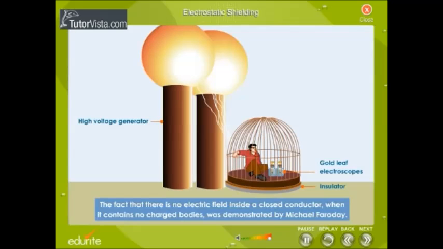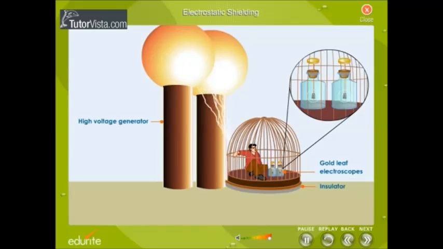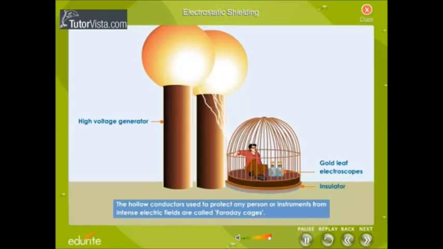Faraday's cage. The fact that there is no electric field inside a closed conductor when it contains no charged bodies was demonstrated by Michael Faraday. He made for himself a large wire cage supported on insulators and sat inside with electroscopes, which were electric field detectors. Faraday observed that there was no deflection of the leaves of the electroscope placed inside the cage when the cage was charged by an induction machine, and he could also sit comfortably inside the cage. The hollow conductors used to protect any person or instruments from intense electric fields are called Faraday cages.